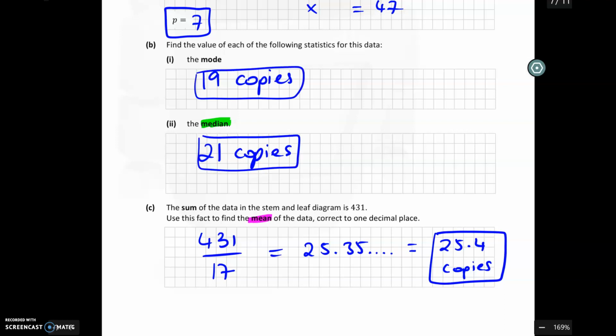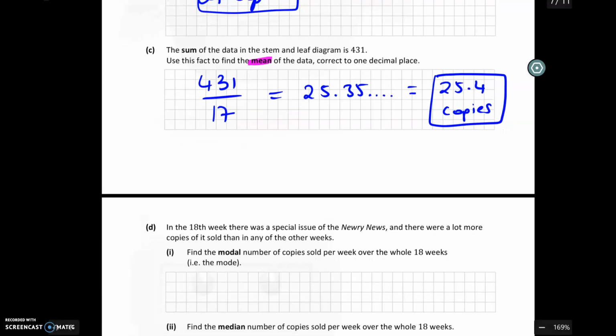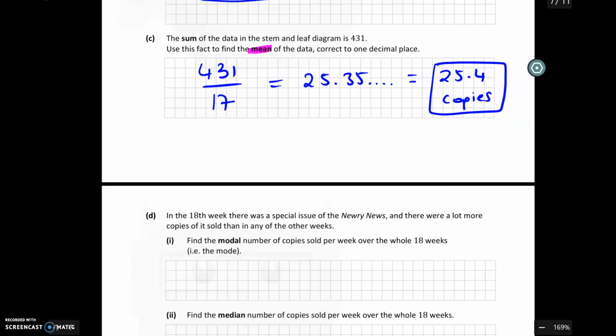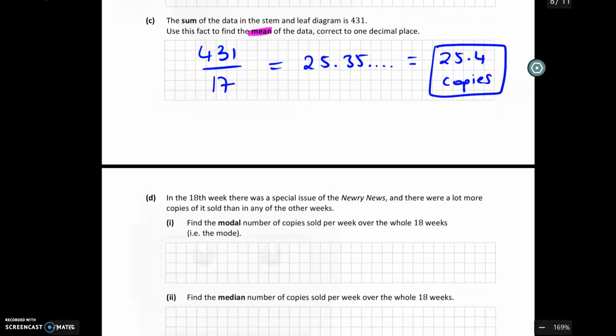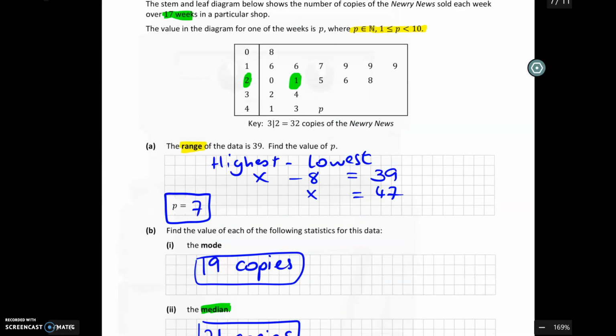Okay, so next page then. In the 18th week, there was a special issue of the Newry News, and there were a lot more copies of it sold than in any of the other weeks. Find the modal number of copies sold per week over the whole 18 weeks. So, in the 18th week, there was a lot more copies sold than any of the other weeks.